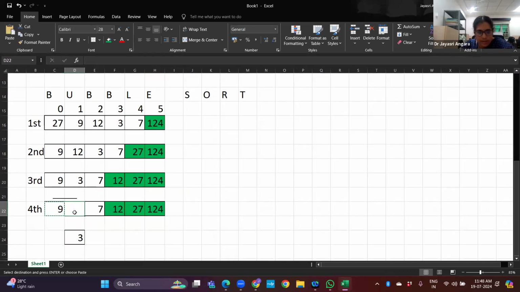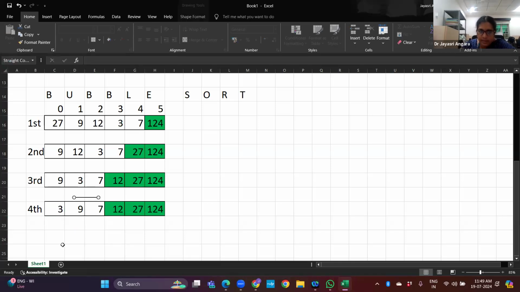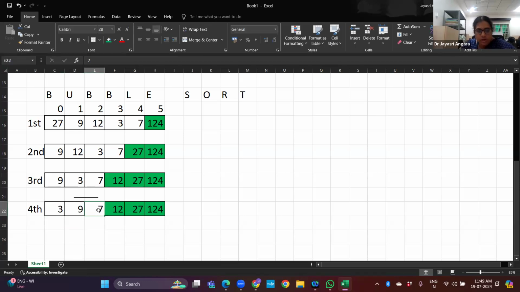9 comes and occupies the position of 3. 3 occupies the position of 9. And now let us compare 9 and 7. In 9 and 7, 9 is larger than 7. So now let us try to swap 9 and 7. So understand that whenever the element is larger than the next element, a swap is going to happen.